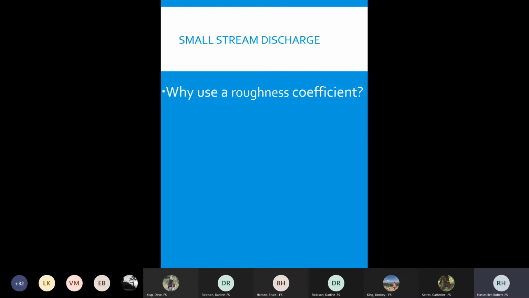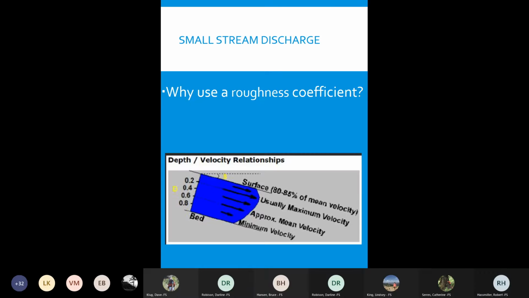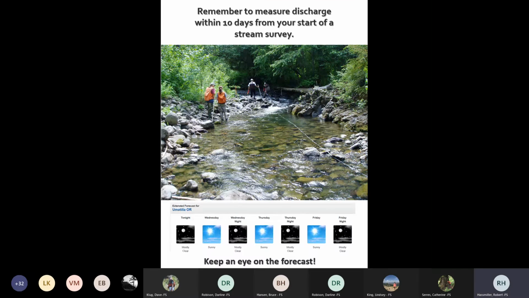So why should we use a roughness coefficient when we're taking something at the surface? Ultimately, the surface velocity represents 80 to 85% of the mean velocity, so we chose to use 0.85 for that coefficient. And then keep your eye on the weather, and remember to measure discharge within 10 days of the start of the stream survey to maintain high quality data moving forward.